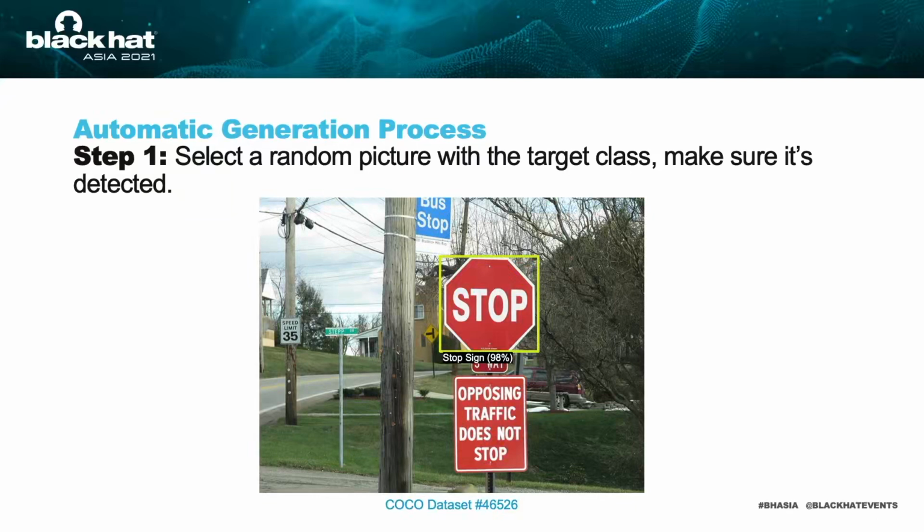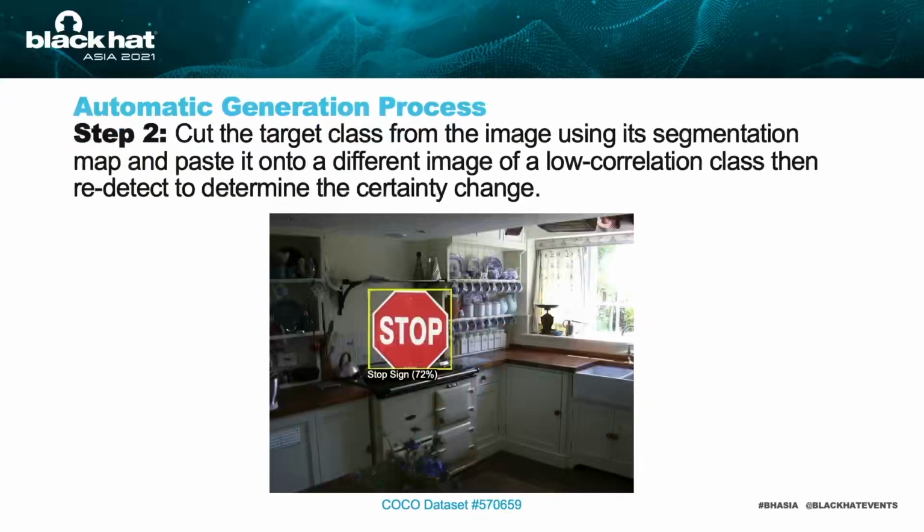So we have an image, and it's seen by the AI. And then we cut that out. We use the segmentation mapping in the data set, and we cut out the object and we paste it onto a background full of low correlation items. So in this case, it's a kitchen. It's a kitchen with a bunch of bottles and jars, and those are all items that do not correlate to stop signs. And we measure the detection certainty. Again, in this case, you can see it's down to 72%.